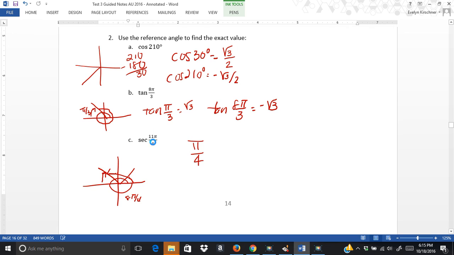So here's my reference angle. Secant is 1 over cosine, so it's negative in this quadrant. So the secant of pi over 4 is radical 2, so the secant of 11 pi over 4 is negative radical 2. And that's how you use reference angles to find your values.